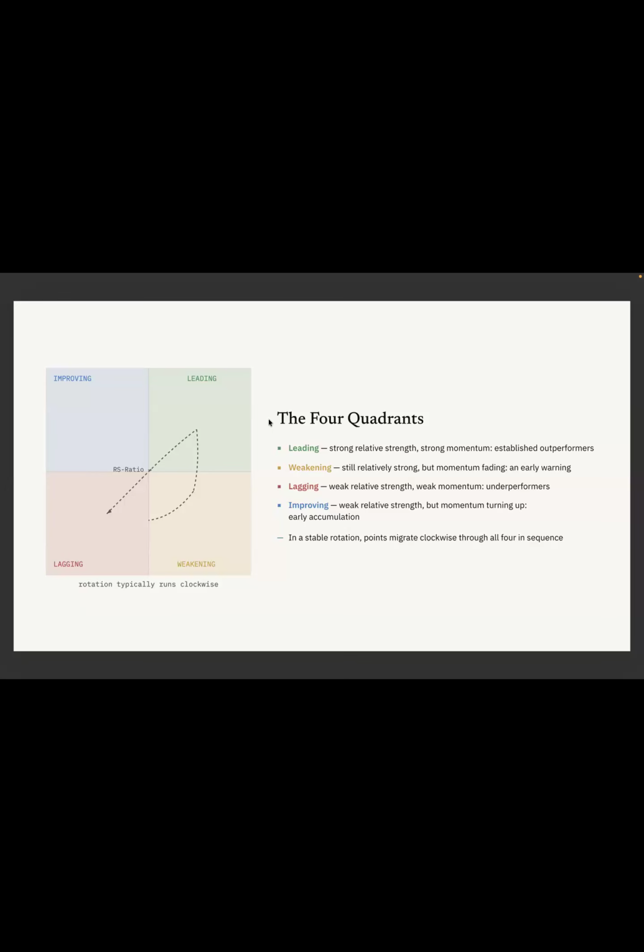The third is called lagging, where the stock loses its relative strength. The momentum also weakens, and they are called underperformers. And the fourth is called improving, where the relative strength of a particular stock improves, the momentum starts turning up, and it is called early accumulation.